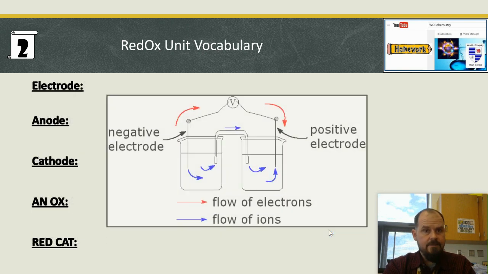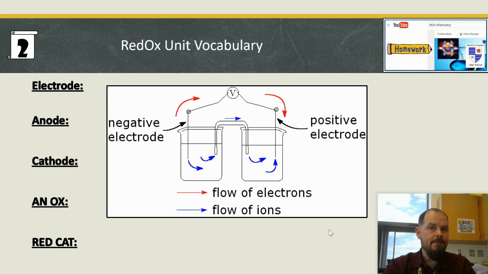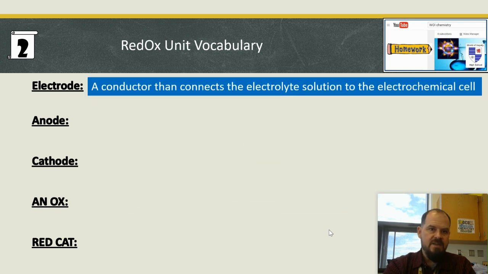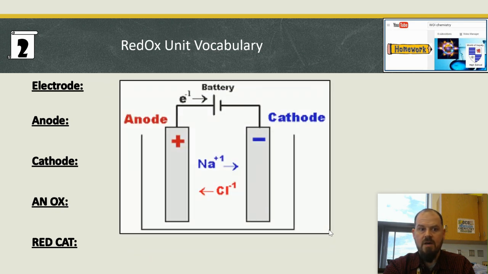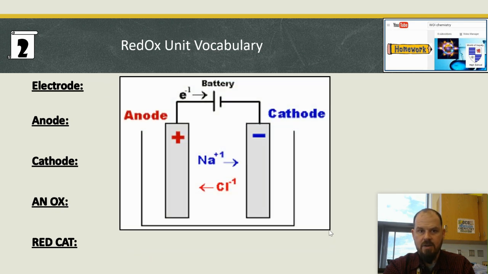In those cells are electrodes. This is the metal piece that allows the electrons to flow. It's a conductor that connects the electrolyte solution to the electrochemical cell, allowing the electrons to flow through it. There are two electrodes. One's the anode, one's the cathode, and Angry-Ox and Red Cat are the two acronyms we use to remember which one's which as far as oxidizing and reduction.